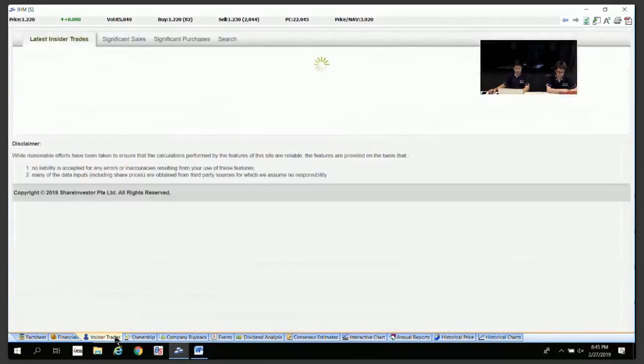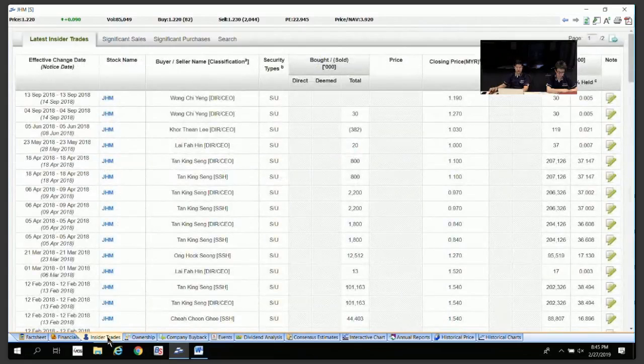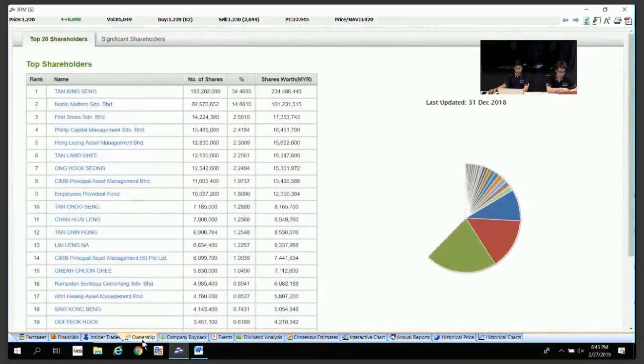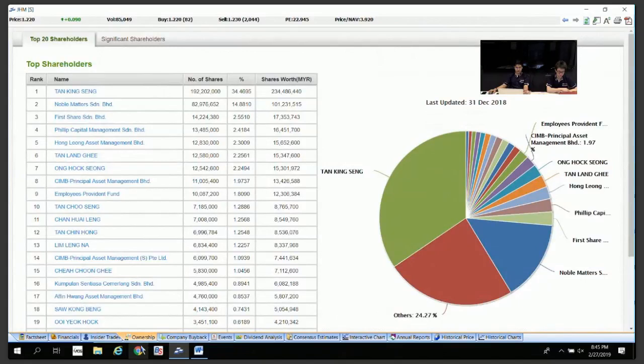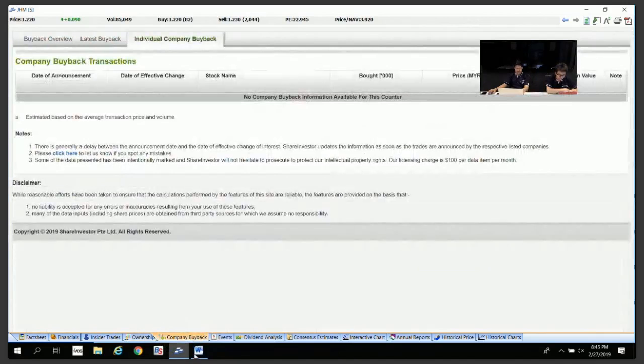Insider trades is where significant traders trade on their stock. You can see from here. Ownership: who are the biggest owners of this company? Then whether the company did any buybacks. Then there are many other properties here, but let's focus back on the charts.